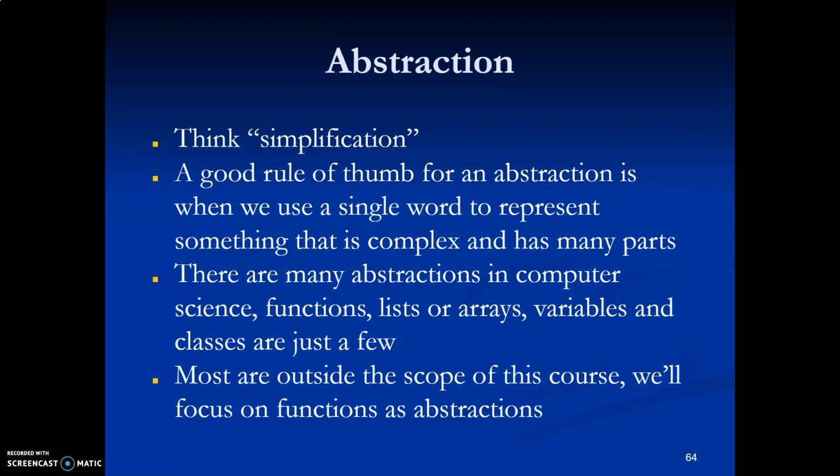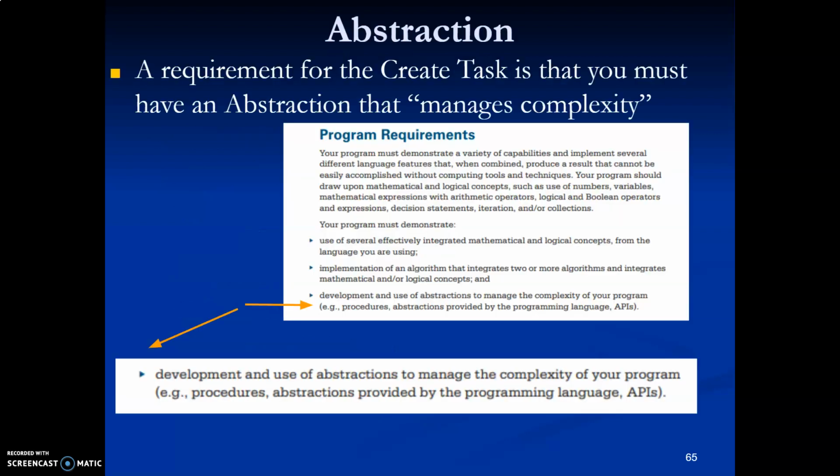Abstractions are simplifications. A good rule of thumb is when you use a single word like computer to represent something complex, like the turn a computer would take in a Tron game. There are a lot of abstractions in computer science. Functions are a great example where we use a single word like computer to represent a more complicated process like controlling a computer player in a Tron game. But there's others: lists, arrays, variables, and classes. Most of those are going to be outside the scope of this course, so we're going to concentrate on functions as abstractions. Now, a requirement for the create task is you must have an abstraction that manages complexity.